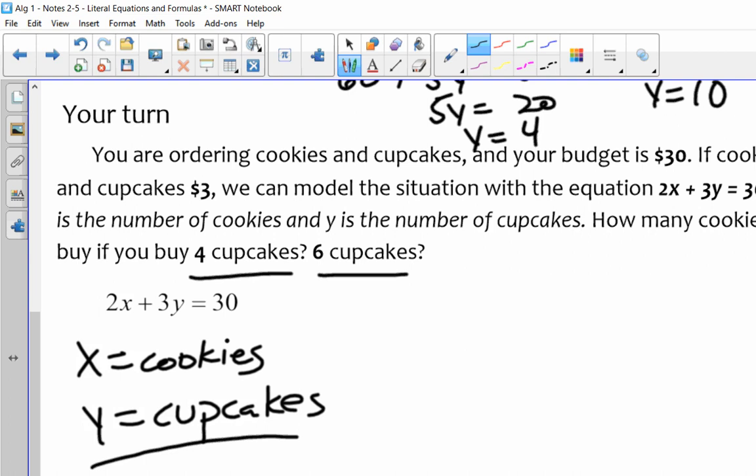So go ahead and do these 2. You hit pause, do the problems, and then hit play when you're done and come back and we'll go over these with you, okay?